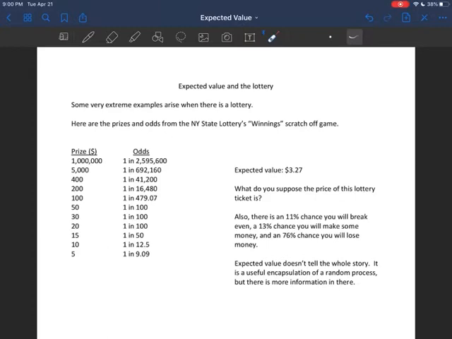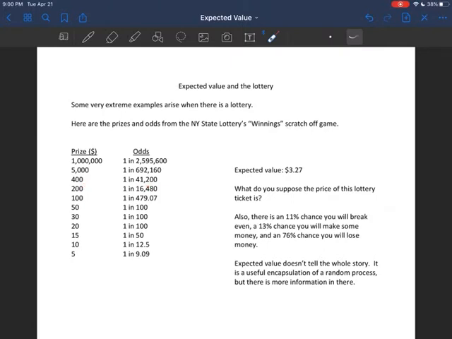You can win $1 million on this scratch-off ticket. That's pretty great. You can win 5,000, 400, 200, 150, 30, 20, 15, 10, 5. I'd take any of those right now. That sounds pretty good. And then we know the associated odds. So the lottery is required by law, of course, to publish the odds of winning the prize. With that information, we can figure out the expected value of this game.